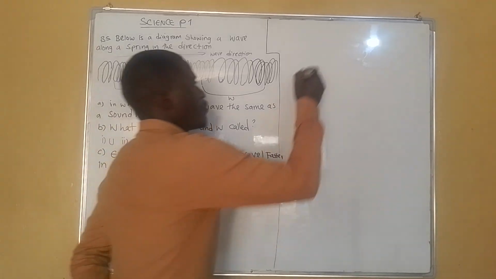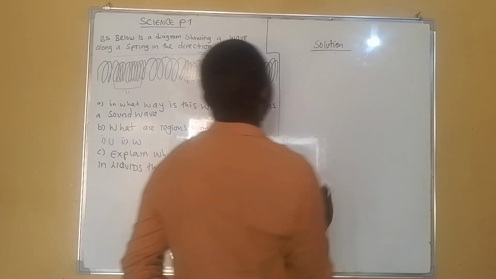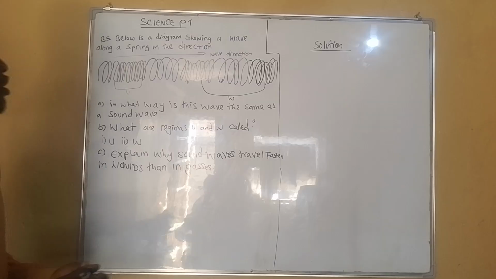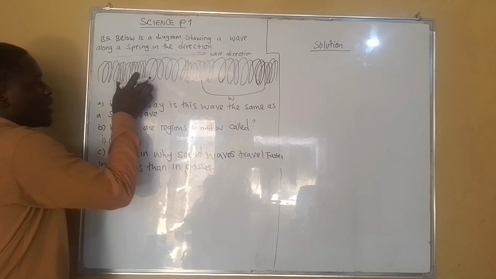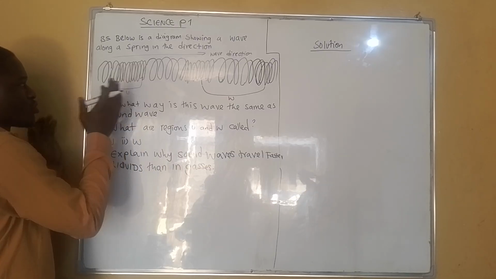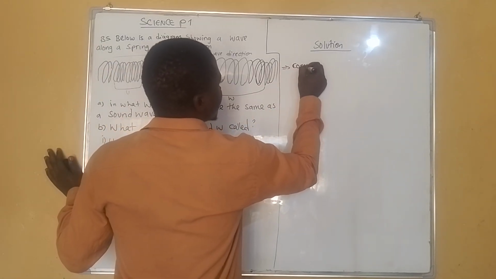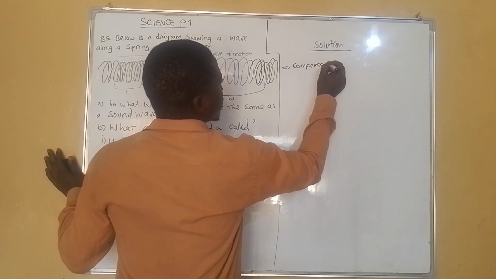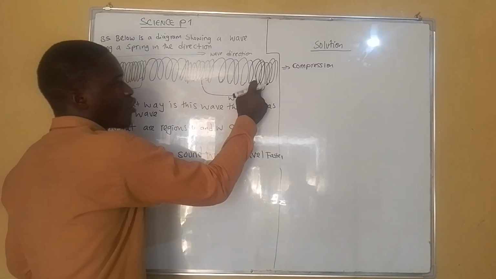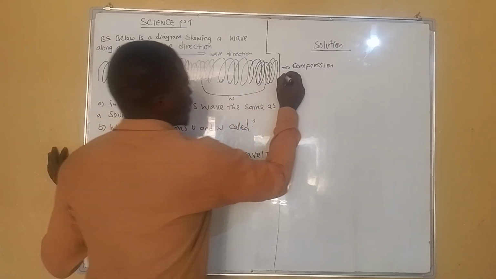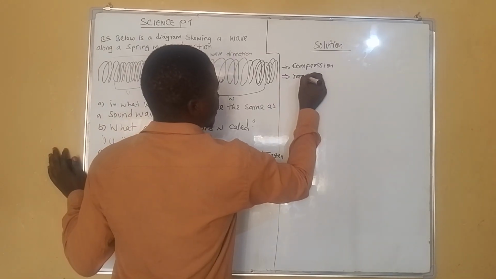Okay? So now, before I even start answering, what you need to know is this. The close parts, where the spring is close together, are known as the compression. Here, at U, it is compression. Here also it is compression. Also at this point it is the compression. Now, the stretched part here is known as the rarefactions.